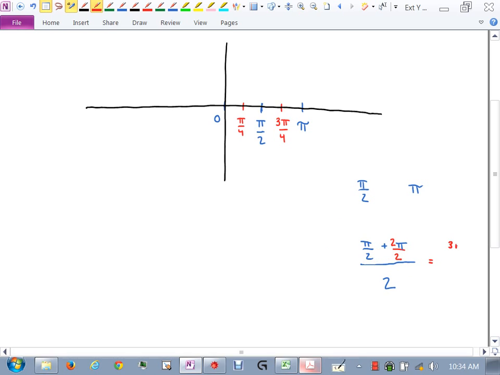3 pi over 2. What's 3 pi over 2 divided by 2? 3 pi over 4, which is that value there. So I think this is more powerful to know. I mean, you don't need to use this if it's that obvious, but this is good to know for later.